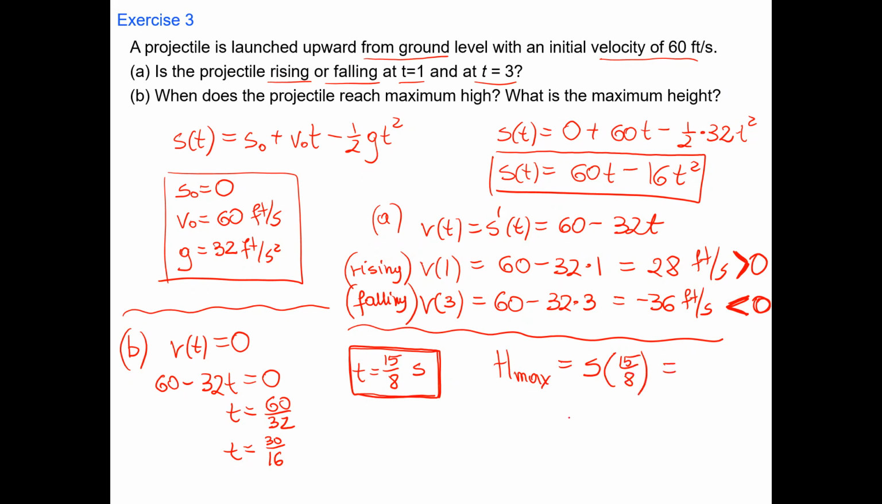We have to substitute. Let's substitute 60 times t, t is 15 over 8. Now I'm using the s of t, the position function, minus 16, and then t squared, 15 over 8 squared. We need a little bit of time, but I did my calculation, and the answer is 56.25 feet, 56 1/4.